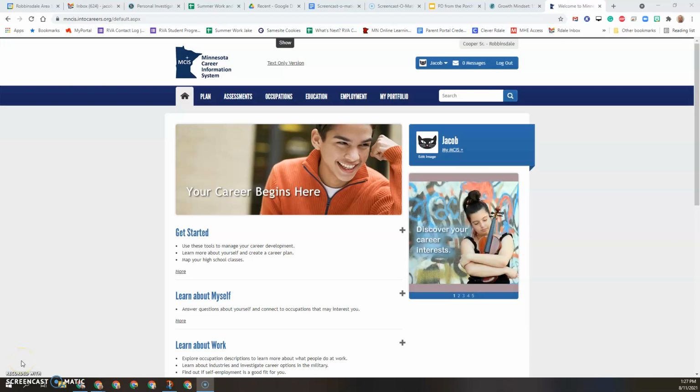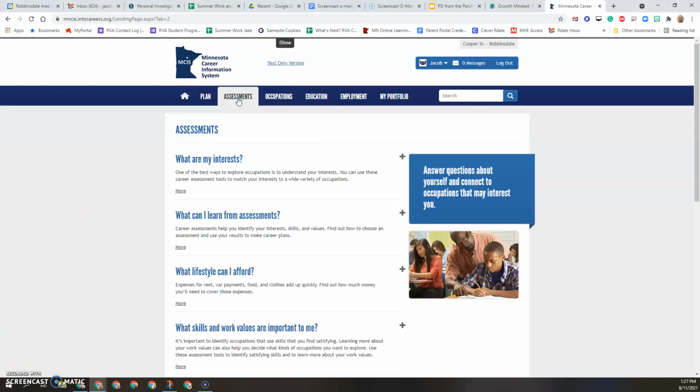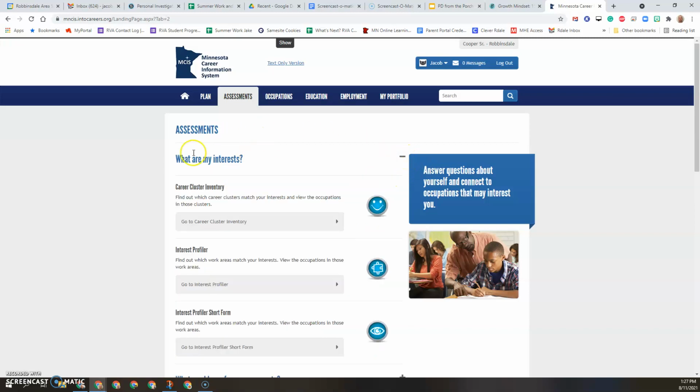All right, here we are inside the Minnesota Career Information System. And when you get there, if you click on your assessments, you just click that, go to the "What are my interests" area. You can expand that with this plus sign, and go to the Career Cluster Inventory, which we already took.